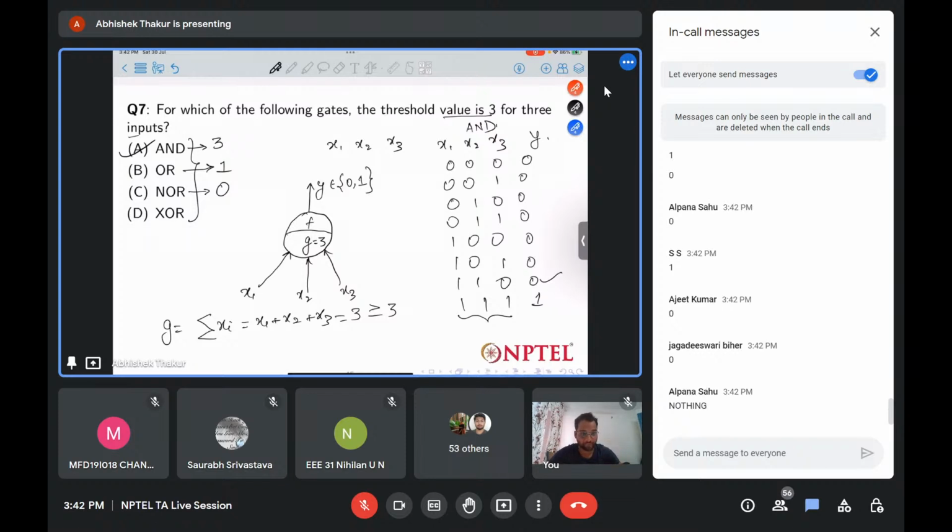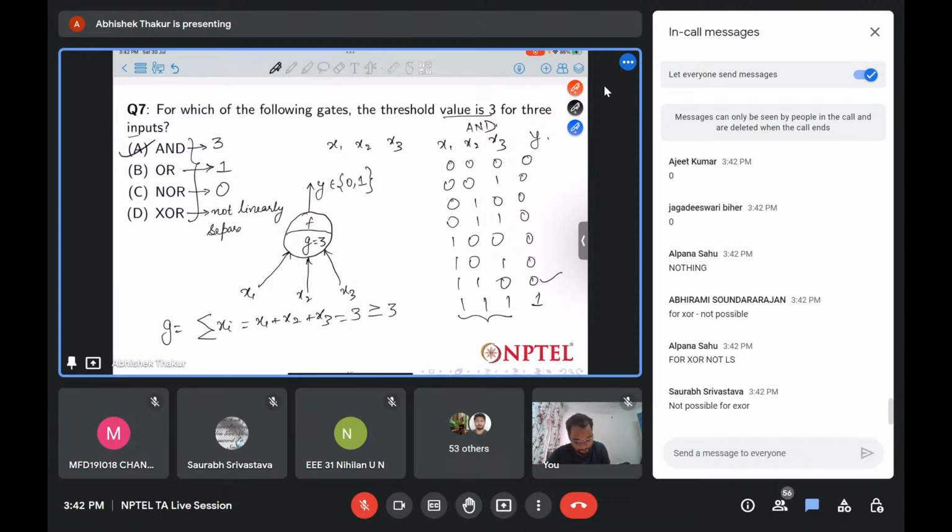Because XOR gate is not linearly separable. We cannot separate the XOR gate linearly. Correct. But for the NOR gate, some of the answers were 1. I would just like to clarify.